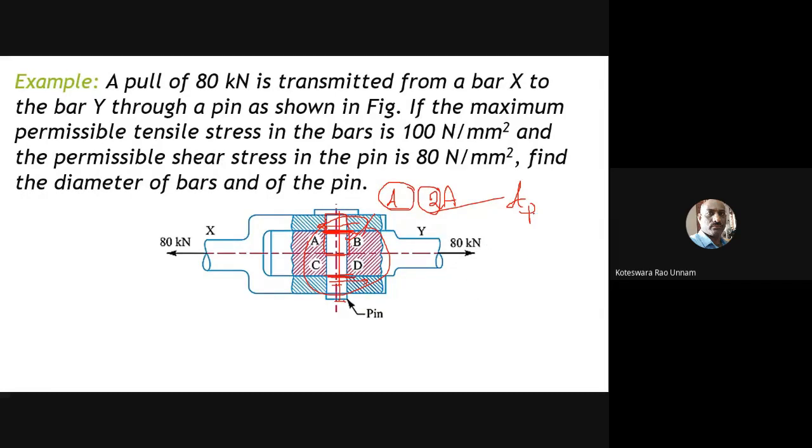Once I have the shear area, I have the shear load of 80 kilonewtons. Then shear load divided by shear area is nothing but shear stress. From that you get the individual shear stress. Then you take the permissible shear stress value and equate it to that. From that you will get the diameter of this pin also. I will show that in the next 2 slides, the calculation part. This is the explanation of how we can solve the problem. Then I will show the calculation in the next slide.